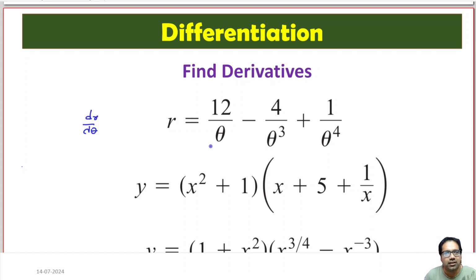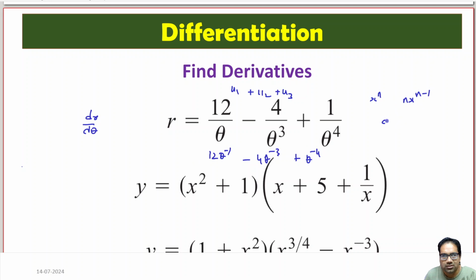So we can express this as 12 theta power minus 1 minus 4 theta power minus 3 plus theta power minus 4. Now, this is a function in the form of u1 plus u2 plus u3, and we can use the power rule here. What is our power rule? For x power n, the derivative is n x power n minus 1.